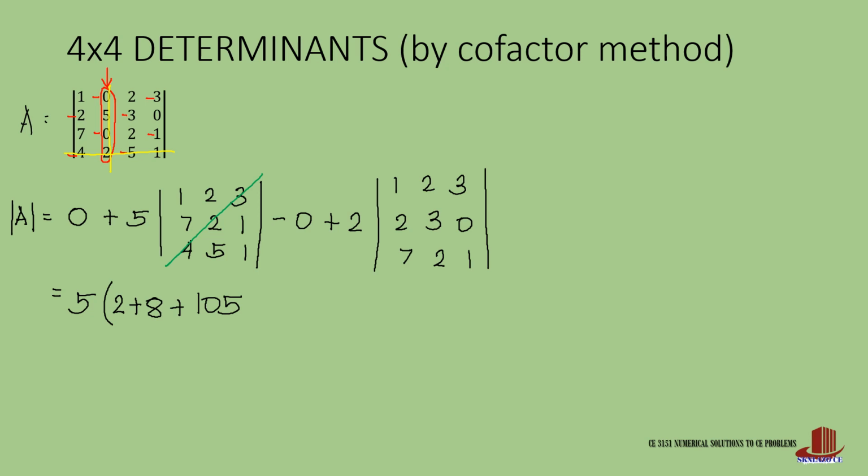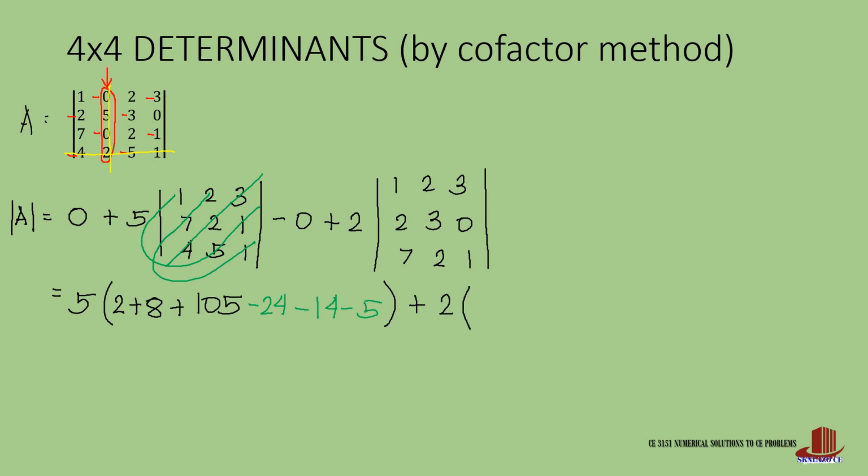4 times 2 times 3 is taken as 24. 2 times 7 times 1 would be 14. And 1 times 5 times 1 would be 5. And that would be for the first term. Then move on to the second.